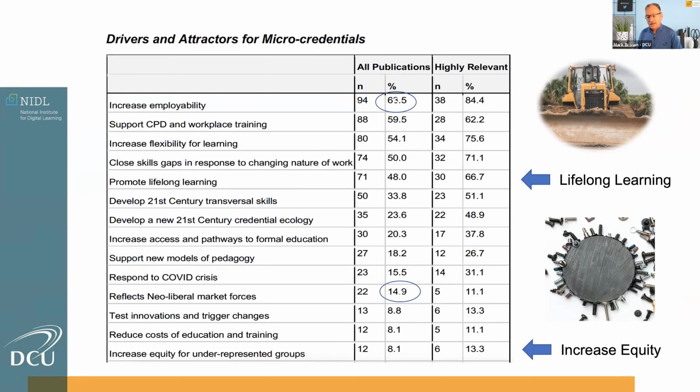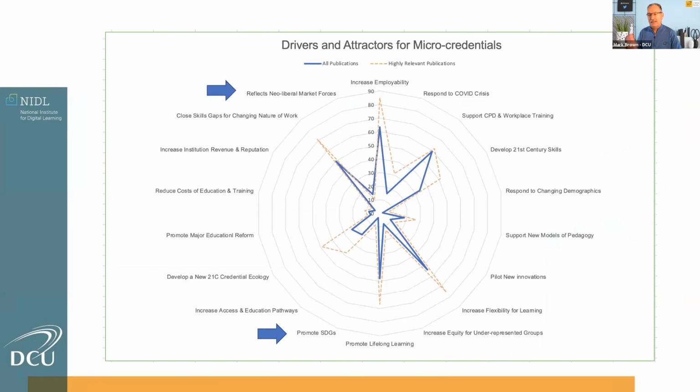And then things like increased equity or the neoliberal market force narrative that some people critique are not actually that high at all in the literature. In fact, I have another way of representing this as a spider diagram. And you can see the equity one, or the promote the sustainable development goals, doesn't really register at all. And despite the next 2 articles I'm going to share with you, only around 10% of the publications reflected this kind of neoliberal view of education, treating education as a commodity, if you're not familiar with that language.